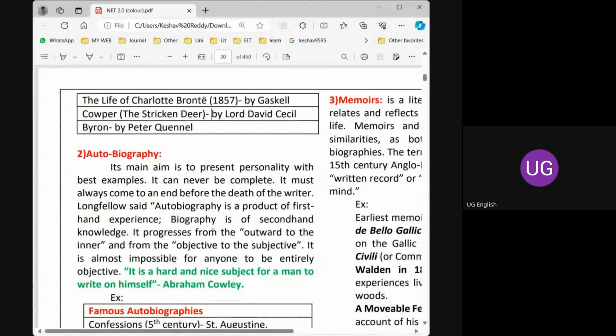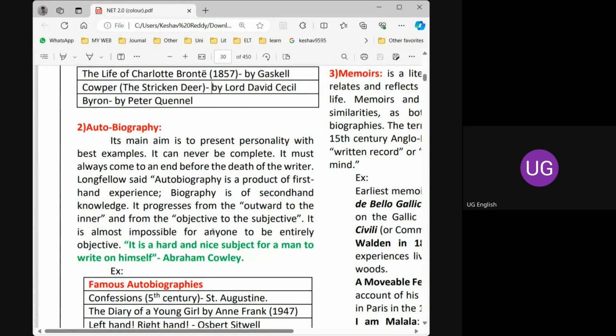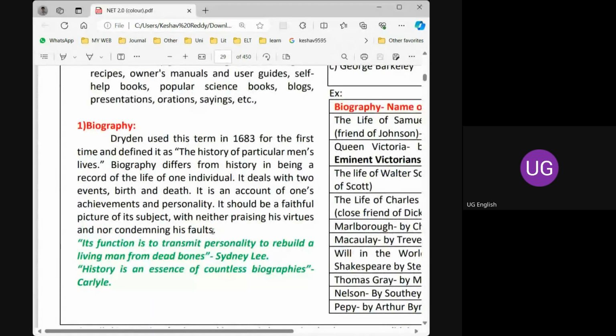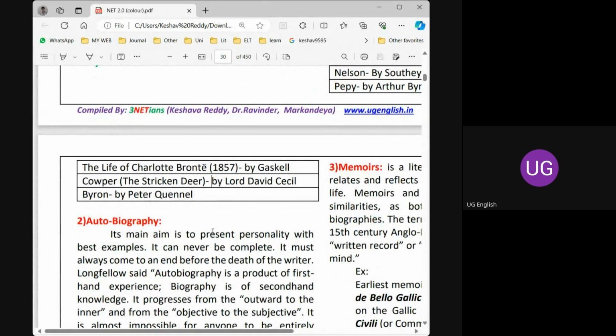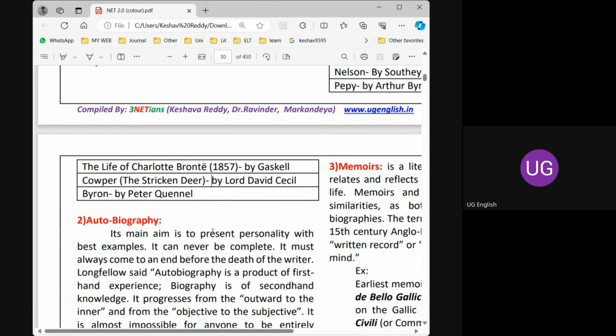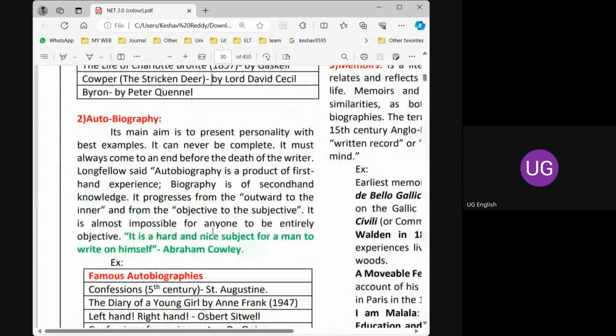And we are moving to the next topic, that is autobiography. So what is the difference between a biography and an autobiography? The answer is in the title itself. Autobiography is written by the same person.